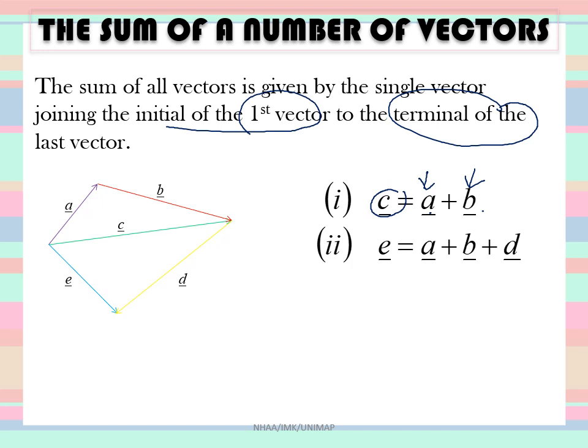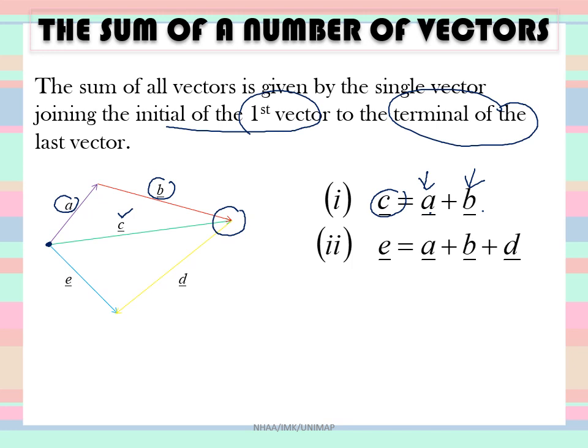Okay, let us look at here. So this is your C. C is the resulting vector from the summation of vector A and vector B here. C is produced by joining the initial of the first vector, because A is your first vector, so this is the initial of your first vector, joining to the terminal. So this is the terminal of the second vector, which is your B. So join this.